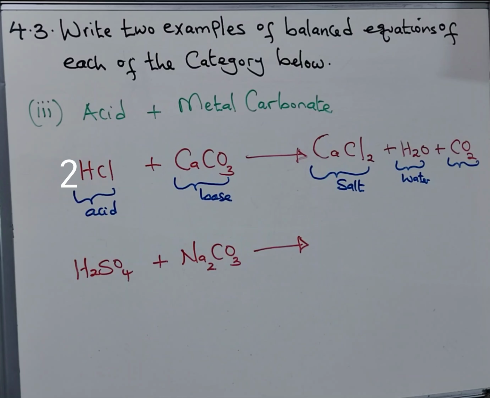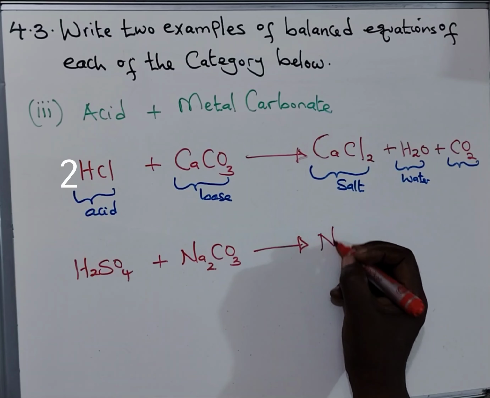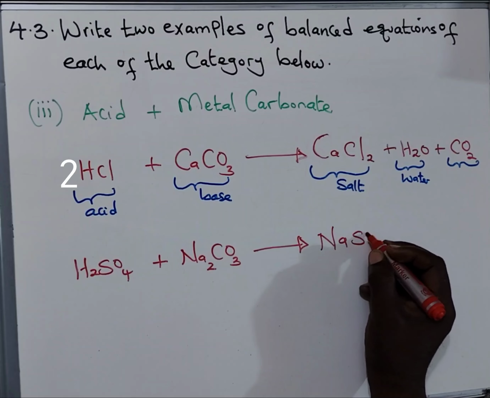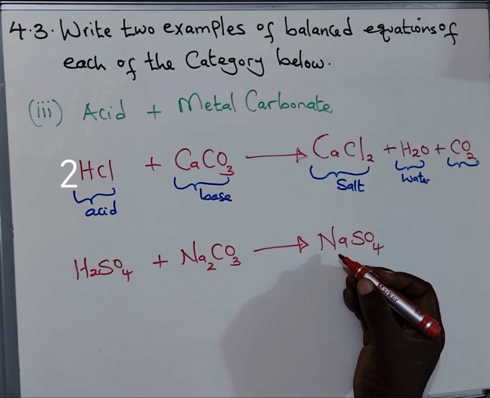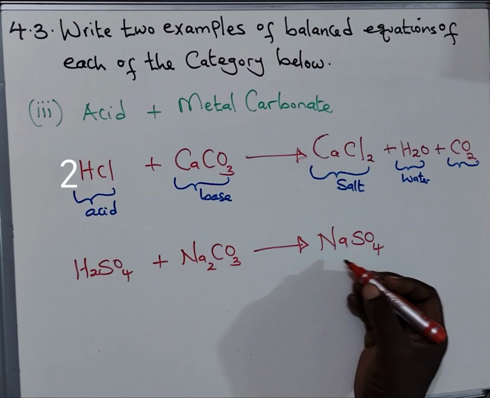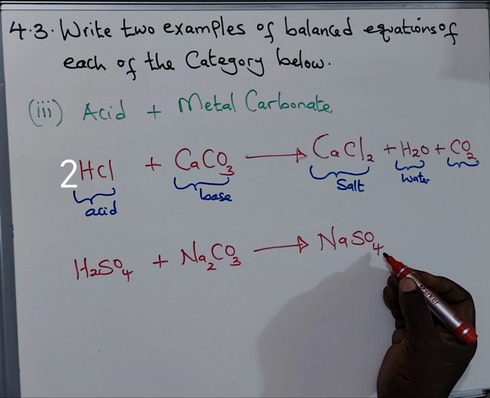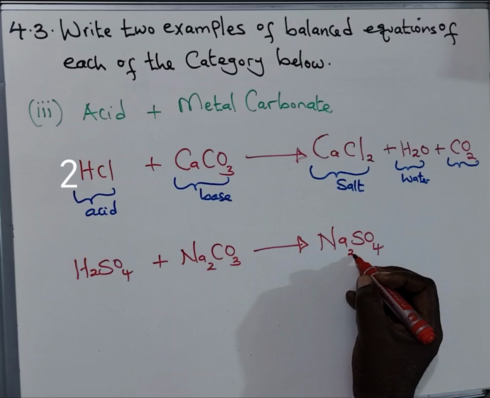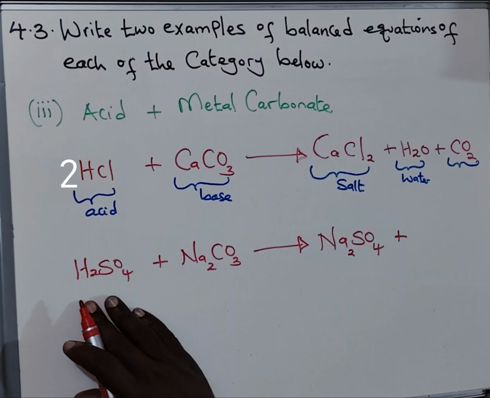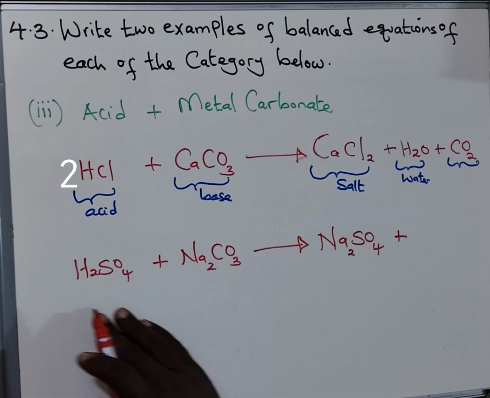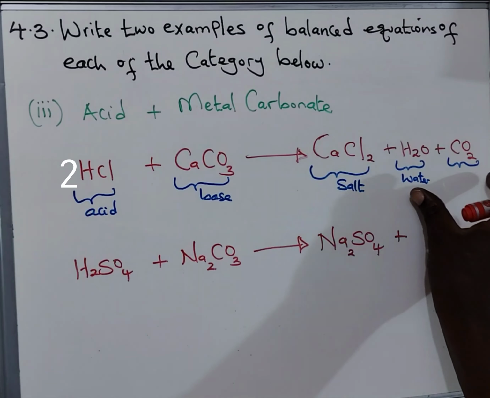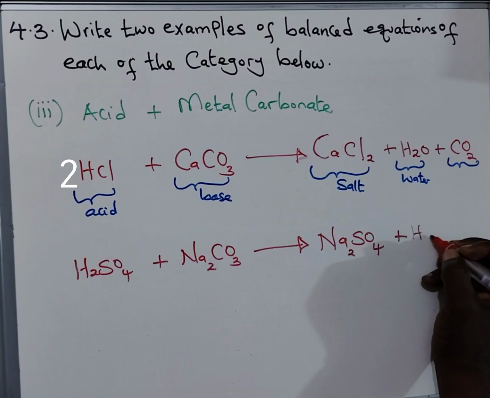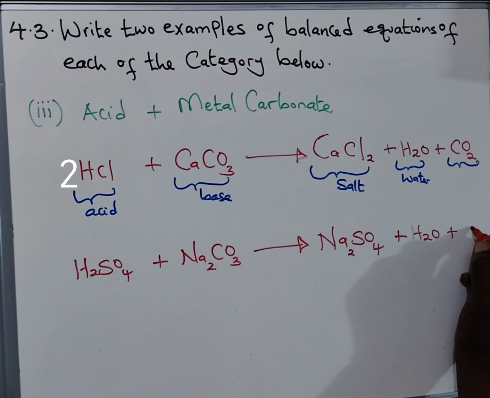And what are the products here? The products are going to be sodium sulfate. But I need to remind you that sodium is a group 1, valence 1. Sulfate is a radical with valence 2. So after exchanging the valence, the 2 will come here. Giving you what? Giving you carbonic acid. And carbonic acid forms 2 products. What are they? It's water plus carbon dioxide.